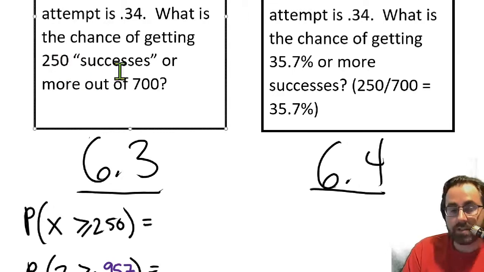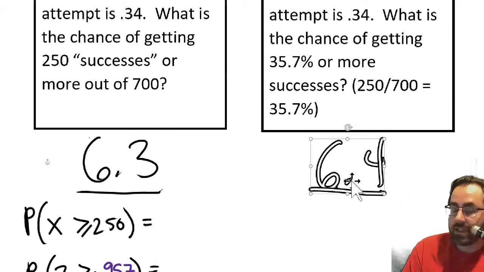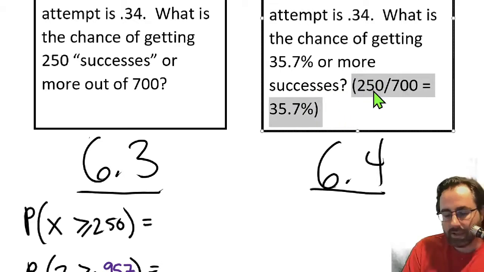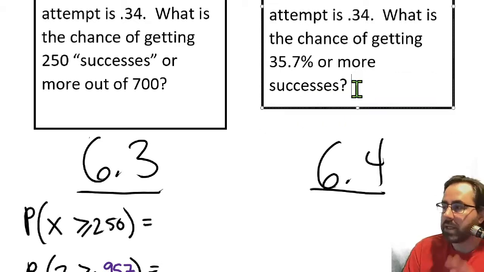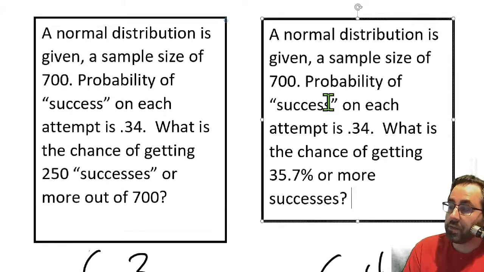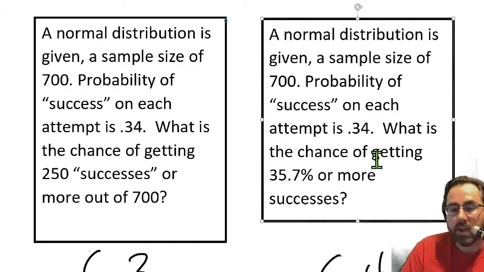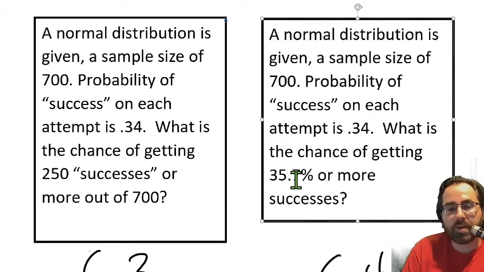We're going to do the same problem, but instead of looking at it in 6.4, now in our new section, instead of looking at it as 250 out of 700, we're going to say 250 out of 700 is just 35.7%. So we're going to delete this little line, even though it's true, because I want you to see how similar this problem actually works out in the end, even though it might not appear that way at the beginning. So what is the chance of getting 35.7% or more successes?